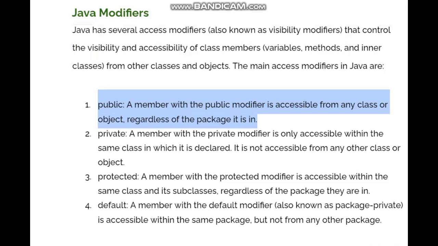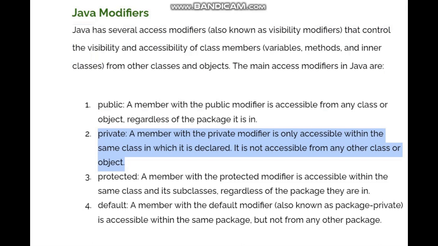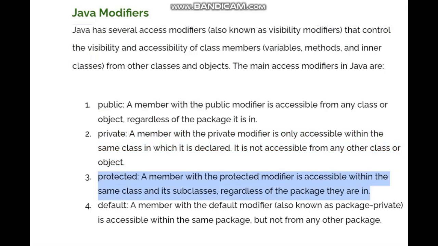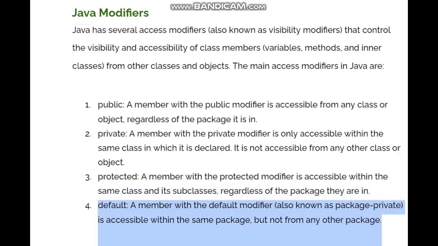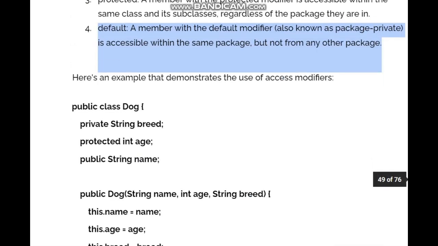Private. A member with the private modifier is only accessible within the same class in which it is declared. It is not accessible from any other class or object. Protected. A member with the protected modifier is accessible within the same class and its subclasses, regardless of the package they are in. Default. A member with the default modifier, also known as package private, is accessible within the same package, but not from any other package.